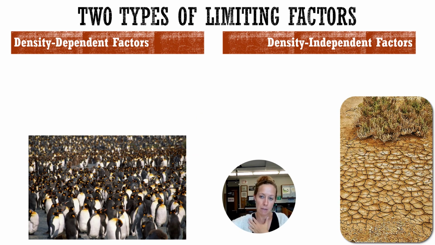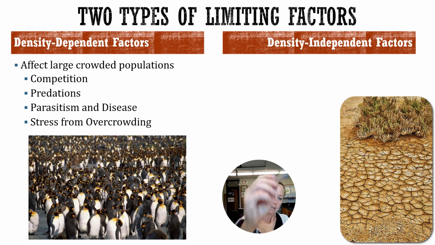So when we talk about limiting factors, some of them are density dependent factors, okay? Density dependent factors occur when your population gets too large, right? So competition, right? There's not enough food, we're going to compete with each other. Predation, there are too many predators, they're going to kill you. Parasites and diseases, right? When populations get too big, they spread disease and they have parasites and stuff like that, and then stress from overcrowding.